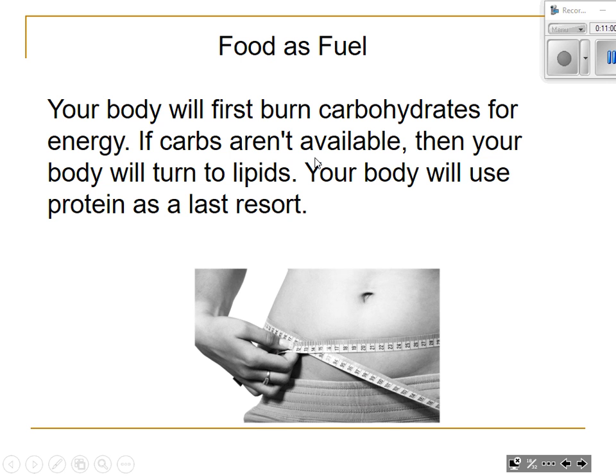Food as fuel. Your body will burn calories for energy. But if there are no carbohydrates available, your body will turn to lipids. So it will start burning your fats. As a very last resort, your body will use proteins as energy.